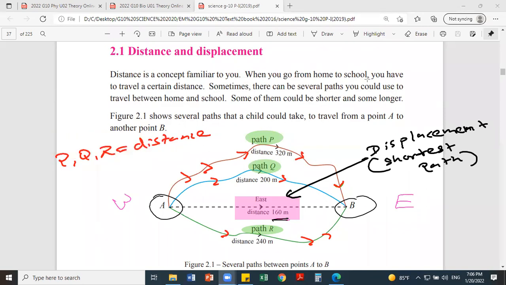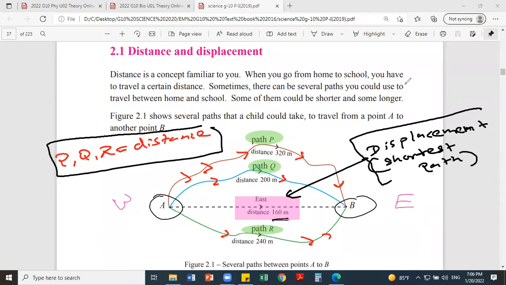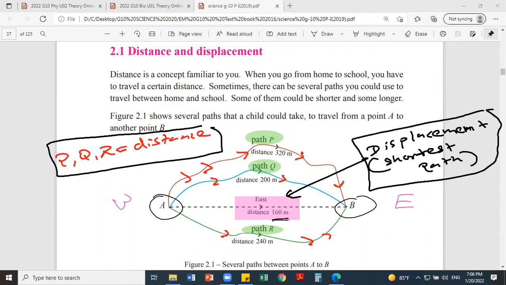Now do you understand the difference between distance and displacement? Displacement means the shortest distance between any two points. Distance will be the total length of the path. I'll encircle this, very important. Distance here is 160 meters, all the others are more than 160. When you are going in a vehicle from Colombo to Kandy, or Galle to Matara, or Colombo to Galle, it's not a straight line. The direction changes because even the highway is not 100% straight.